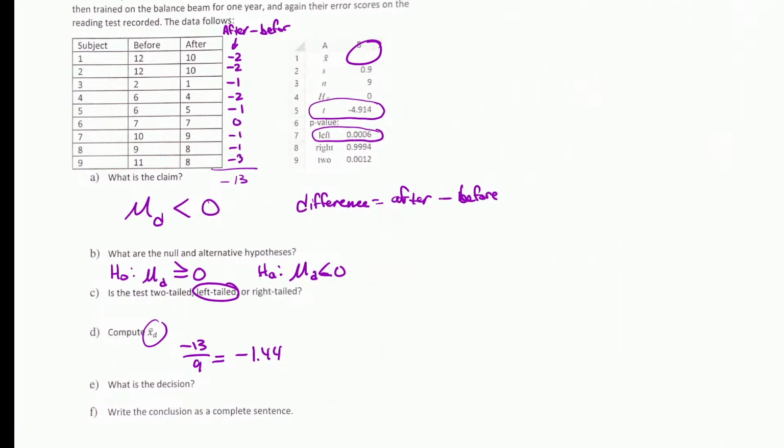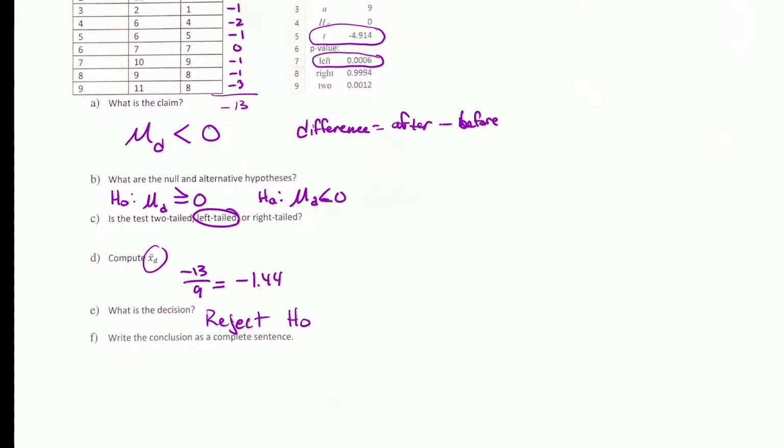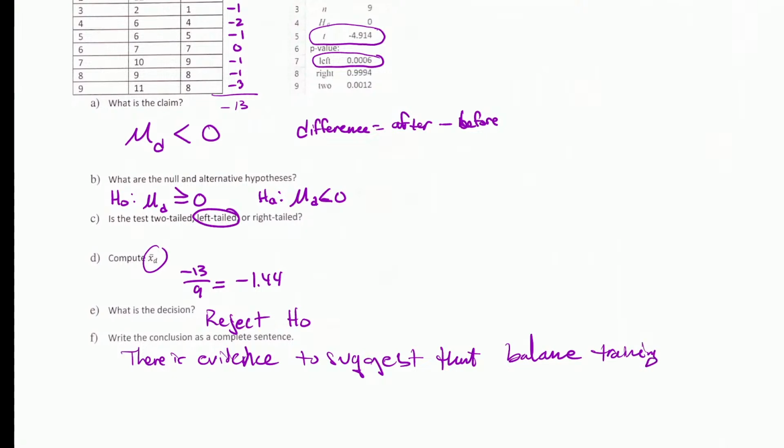But anyway, let's get the decision and the conclusion, and then we'll come back and see what sort of complaints you guys have. The decision is you're going to reject the null hypothesis, and actually let me know what you're rejecting. You know the joke: if you just say reject, I don't know what you're rejecting. And then the conclusion is that there is evidence to suggest that balance training reduces errors.